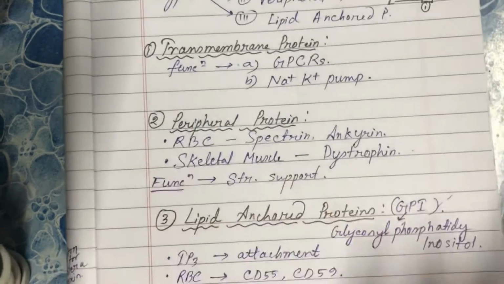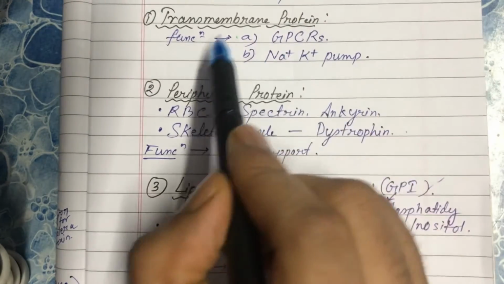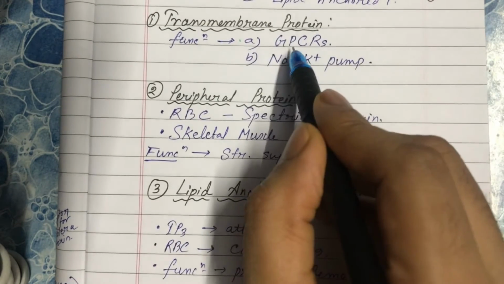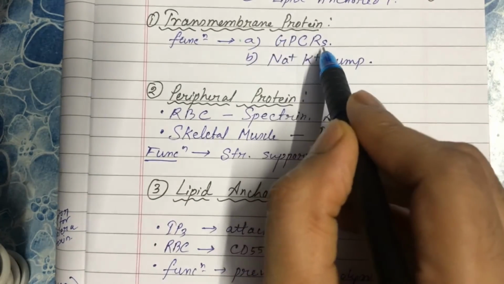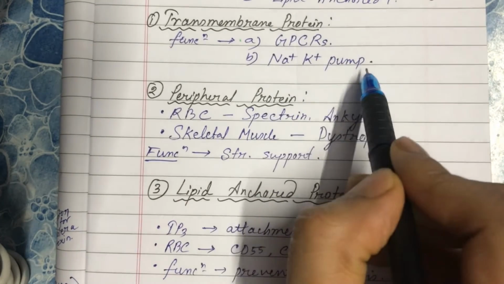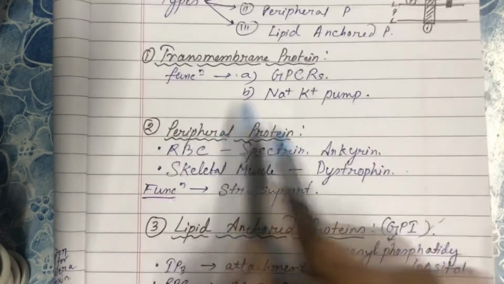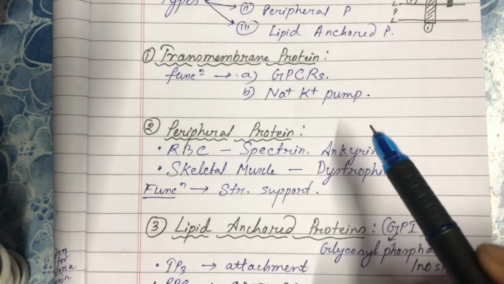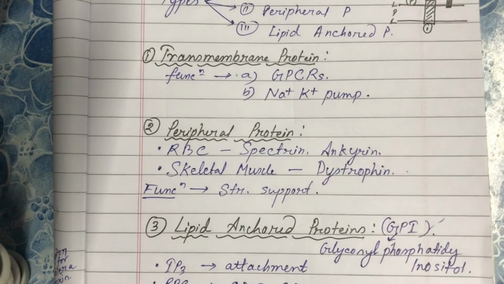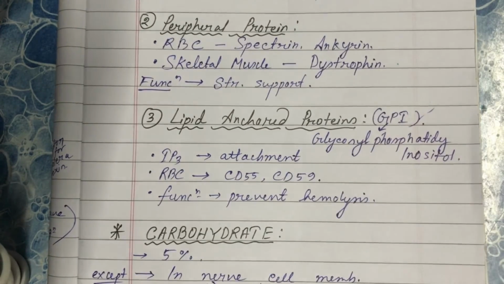Now let's see the transmembrane protein. Its functions include GPCR, G protein coupled receptors, the Na plus K plus pump, sodium potassium pump, or ion channels. These transmembrane proteins help in the transfer of ions from the inner cell cytoplasm to the outside. Now let's come to the peripheral proteins, which are stacked in the periphery of the cell membrane.